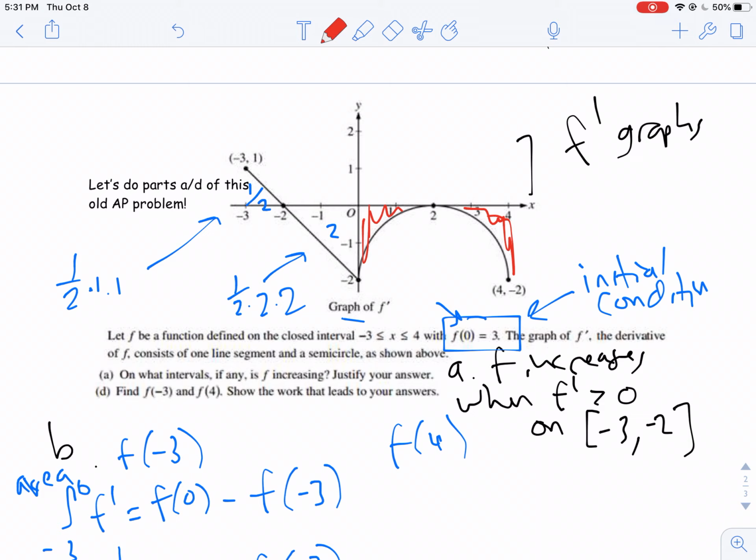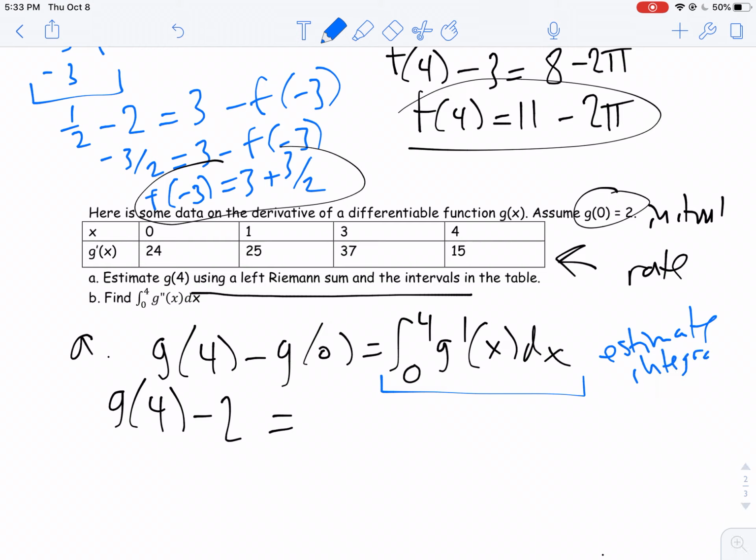And we don't know how to do this integral. But what we're going to do is estimate this integral using a Riemann sum, like they said in the problem. So we're going to use a left Riemann sum to estimate this. So my intervals here are 0 to 1, 1 to 3, and 3 to 4. So when I do base times height, I'm just replacing this whole integral with a Riemann sum.